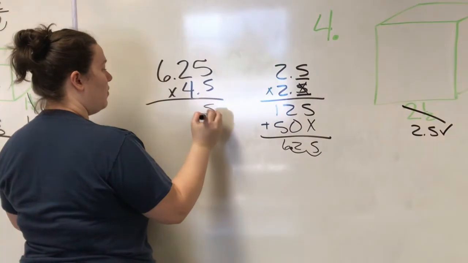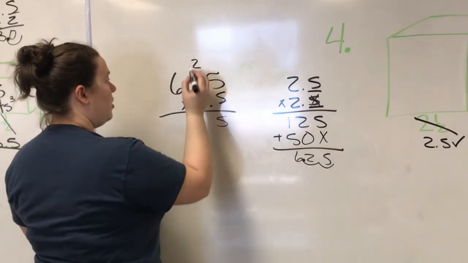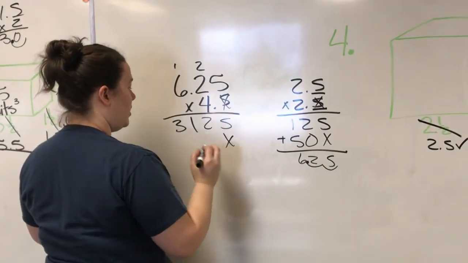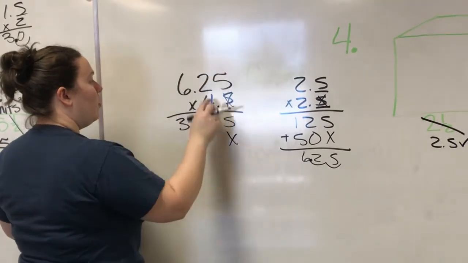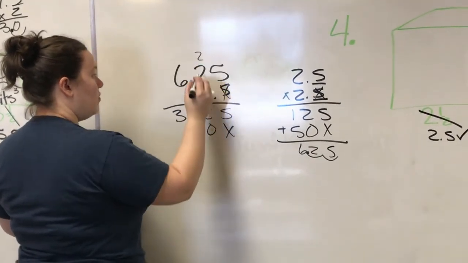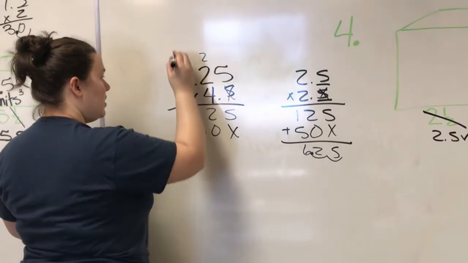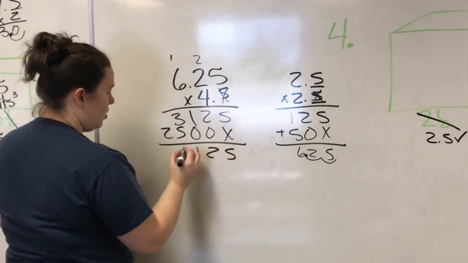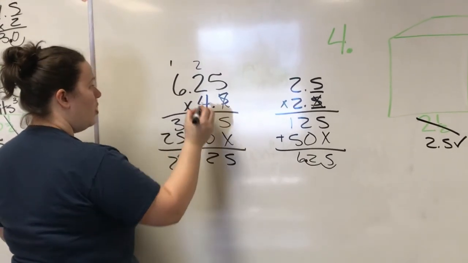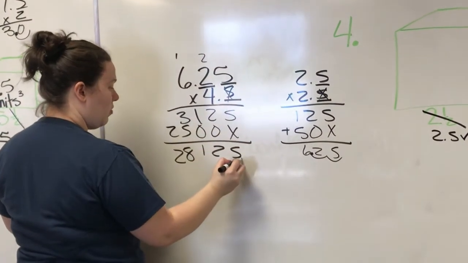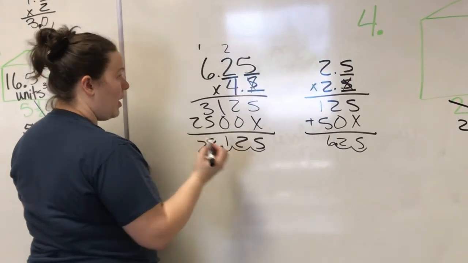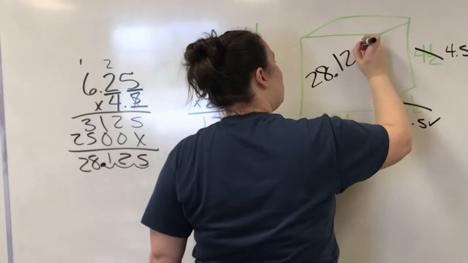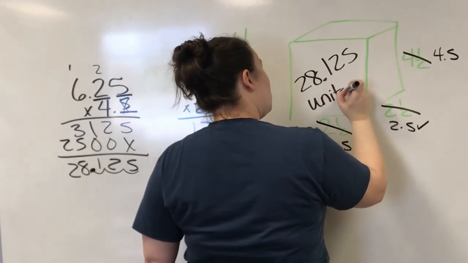5 times 5 is 25. 5 times 2 is 10, plus 2 is 12. I'm done using this 5. Put a placeholder. 4 times 5 is 20. 4 times 2 is 8, plus 2 is 10. 5, 2, 1, 8, 2, with 3 decimal places in the original problem. So my area for this one would be 28.125 units cubed.